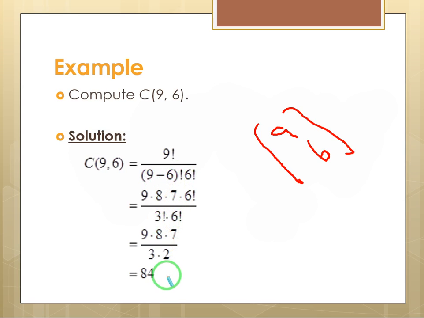So how many combinations are possible? 84. What does it mean? Let's see, we have a word, and the word has a total of 9 alphabets. How many alphabets does the word have? 9 alphabets, okay. And we can take a 6 alphabet combination. So when a 6 combination is taken, how many combinations are possible? Which is 84, okay.